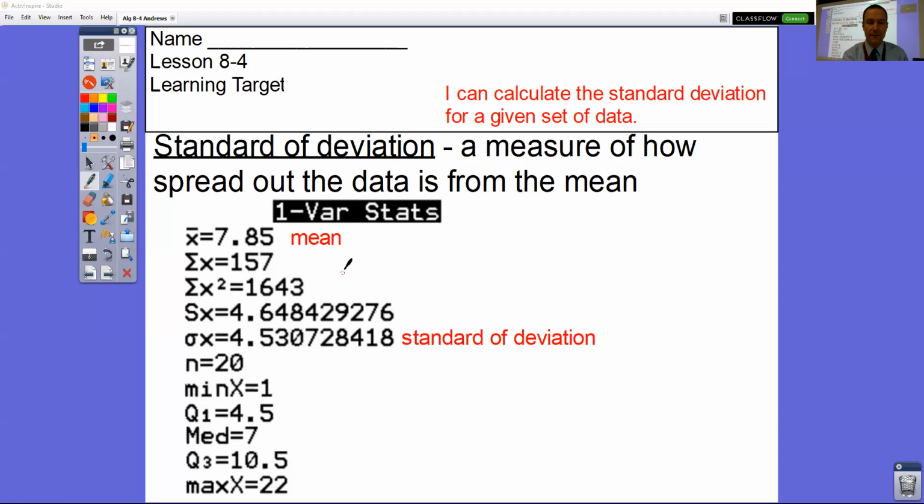Okay. So when you do your one variable statistics, it is very important that you remember, because you'll be using the mean today. The mean is that first one in your one variable statistics. It's the x with the little line above it. And then we're going to be using this one today. This one is your standard deviation. It's the little sigma with the little line on top of it. That's your standard deviation. Again, the bigger the number, the less predictable, less reliable your data is. The smaller the number, the more predictable and more reliable your data is.